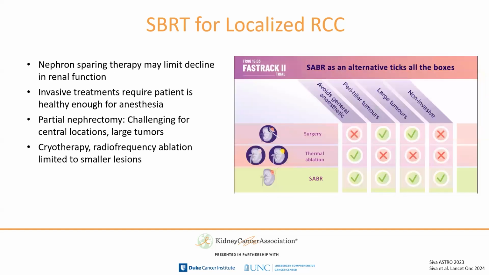So as we talk about the variety of treatment options that may be offered to patients, this image helps highlight the context where various treatments may be used. So radiation is a nephron-sparing therapy that may limit the decline of renal function given our precise targeting. SBRT avoids the need for general anesthesia. It can be used in perihilar tumors. It can be used for large tumors, and it is a non-invasive treatment modality.